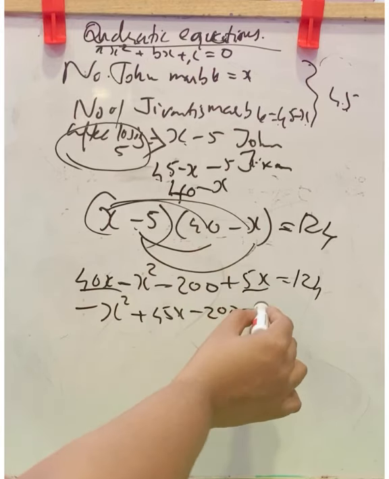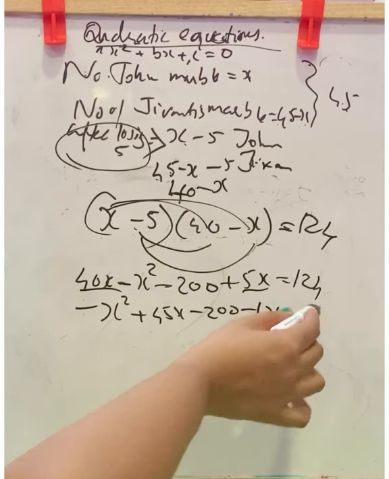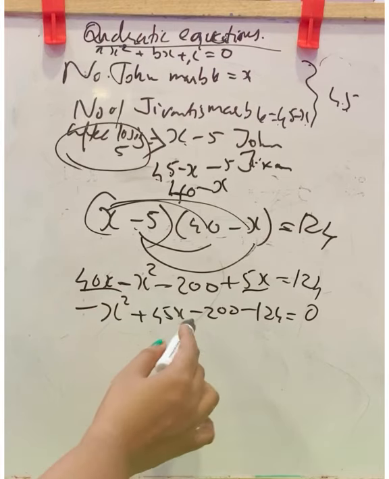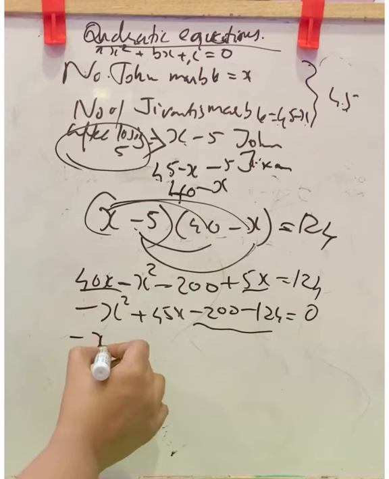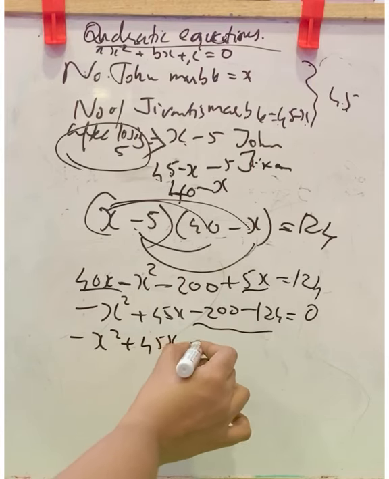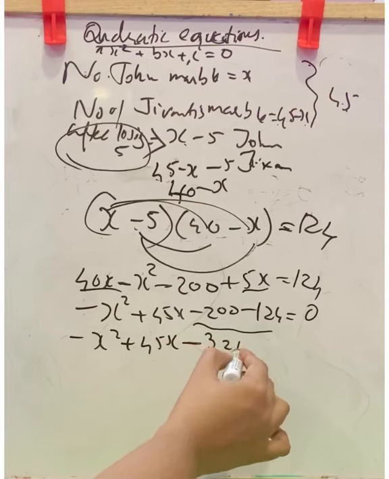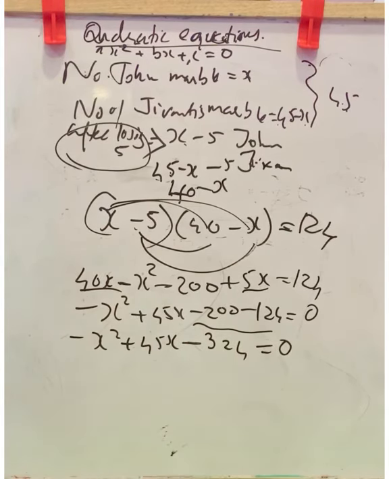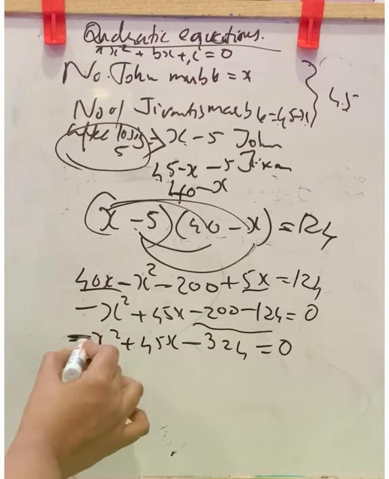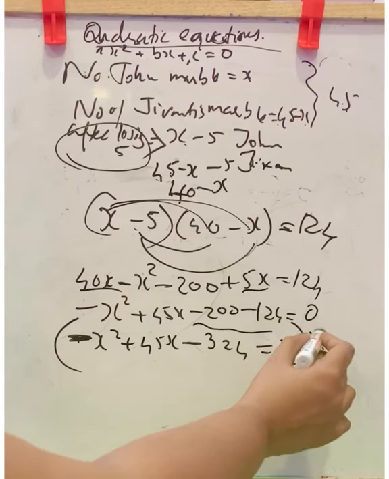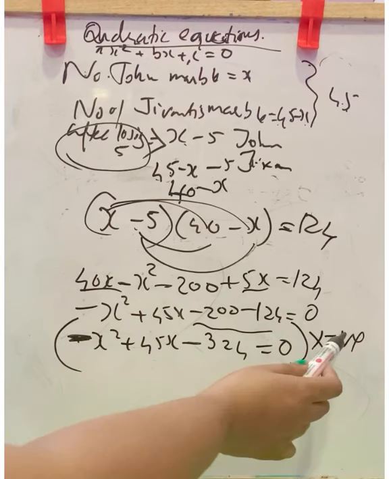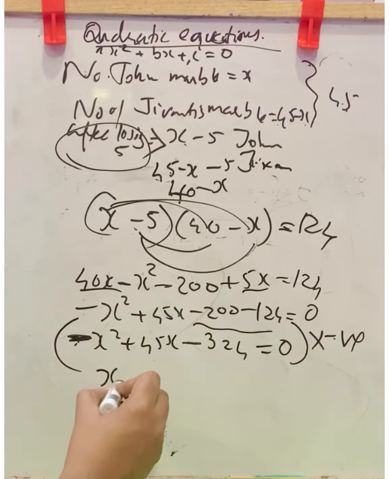Taking minus 124 to LHS equal to 0. Now minus 200 plus minus 124 is minus x square plus 45x minus 324 equal to 0. Now here we have minus 1. We can make this equation in a positive value. So for that you want to cancel this negative. So you are multiplying the whole thing by negative. Then it becomes positive. That is negative into negative, positive x square.